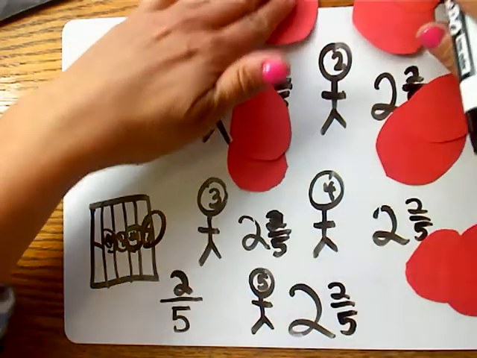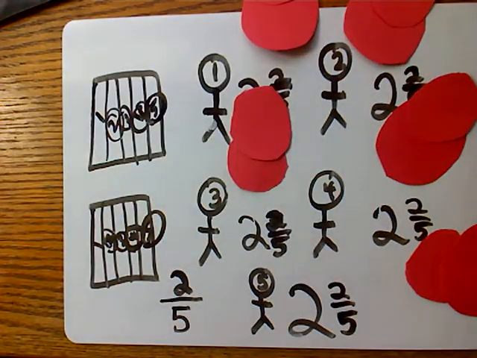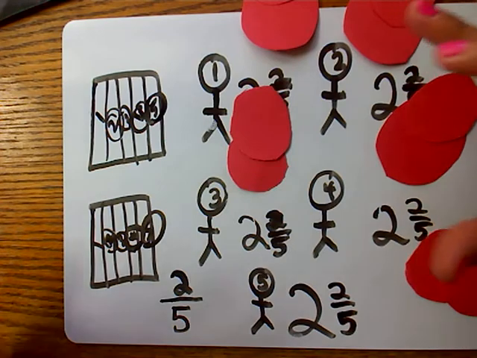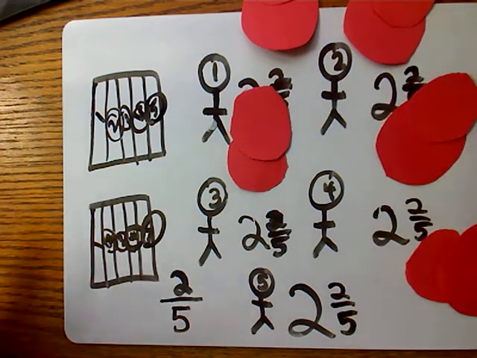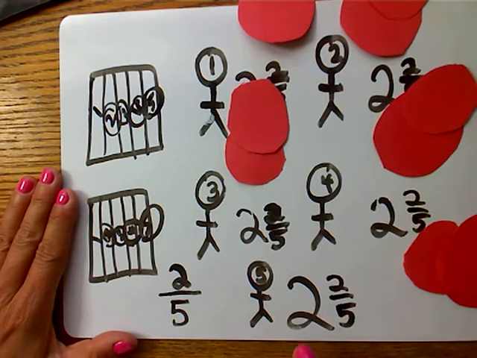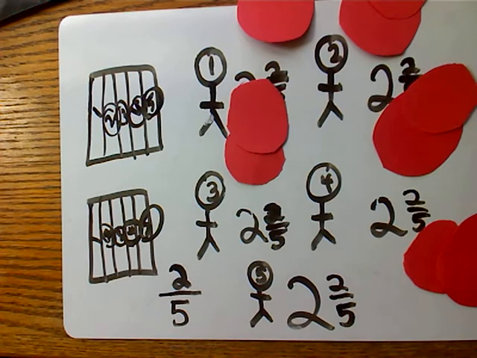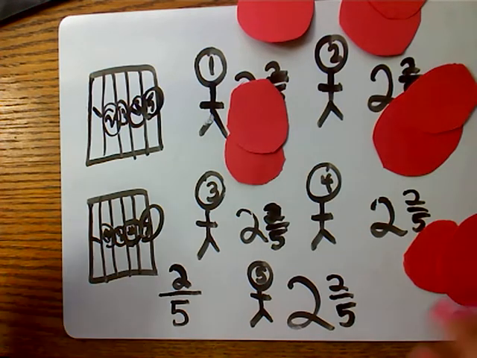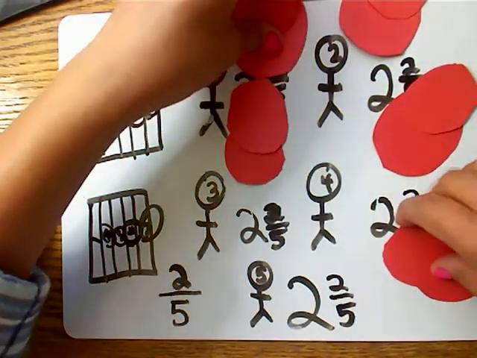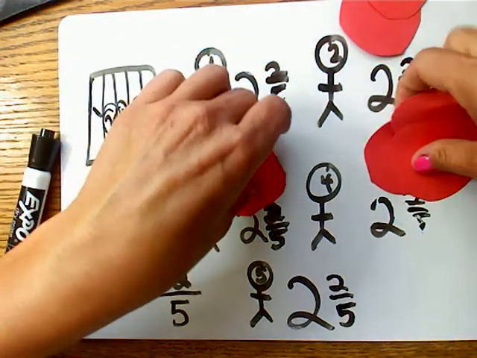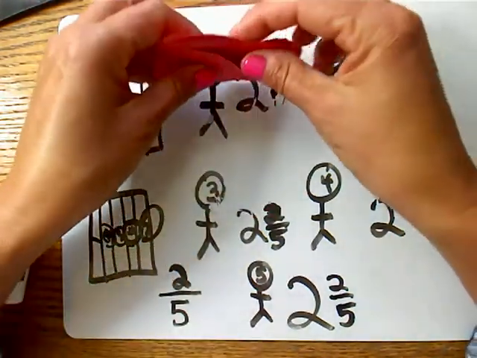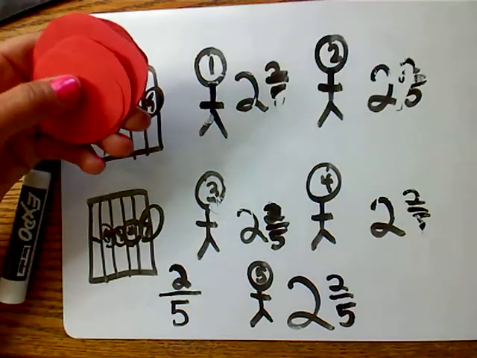And so when I have 12 cookies and 5 friends, every single one of my friends is going to get 2 whole cookies and 2 fifths of another cookie. And then guess what? We're all going to be such happy friends because we're all going to be able to share the cookies equally. And that's what fractions are all about, is dividing into equal parts.